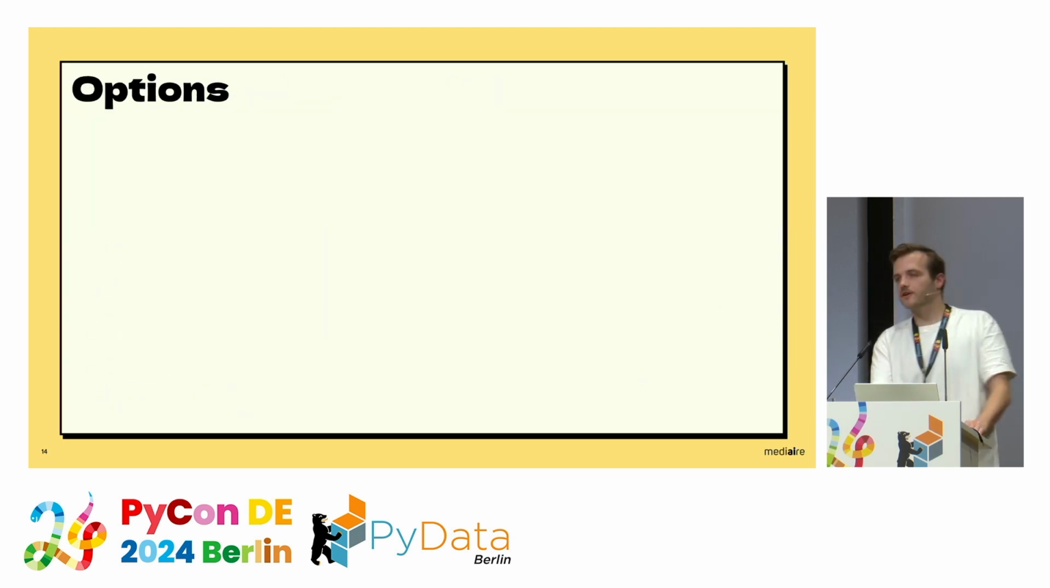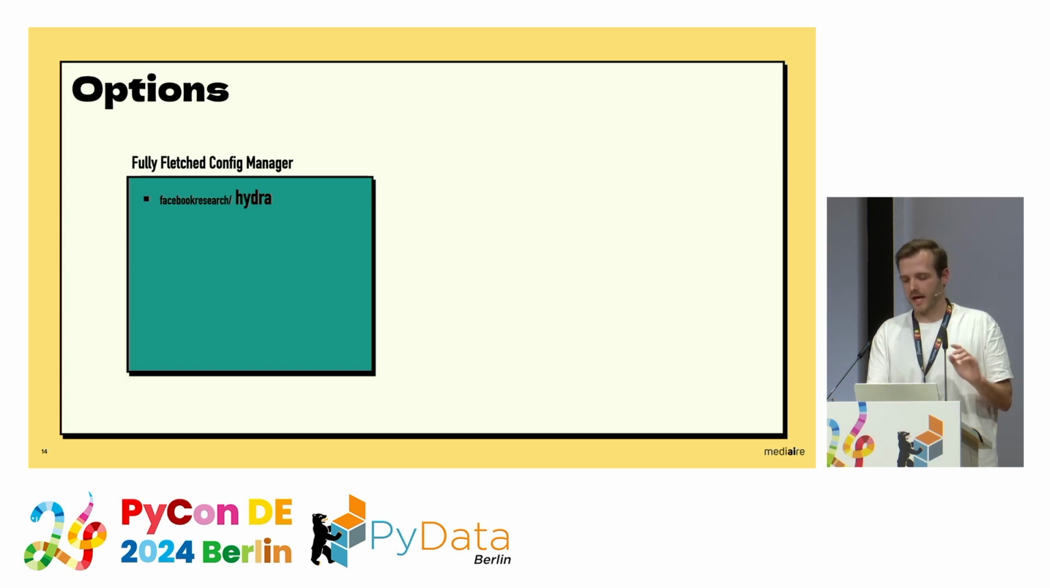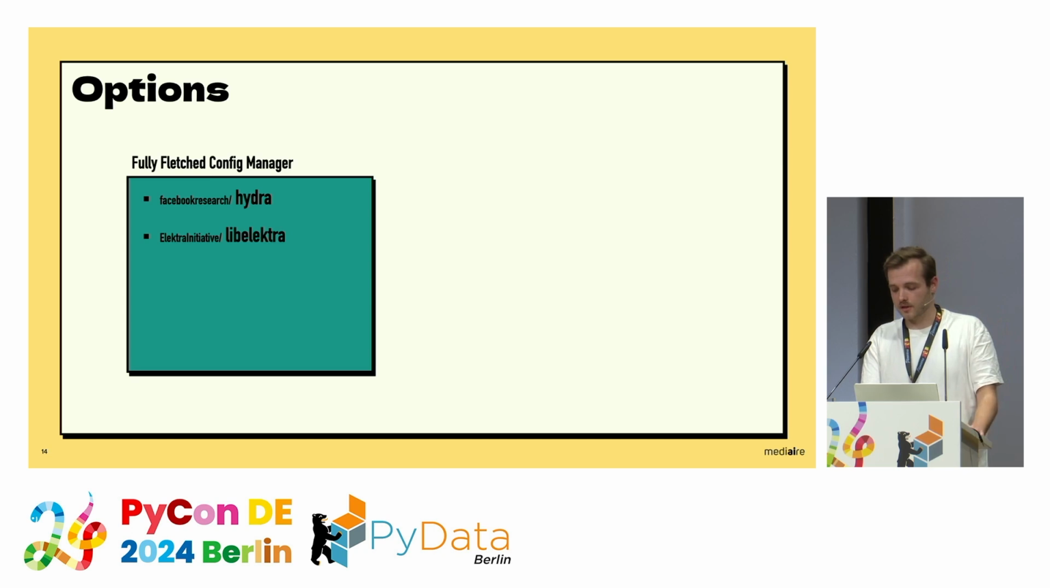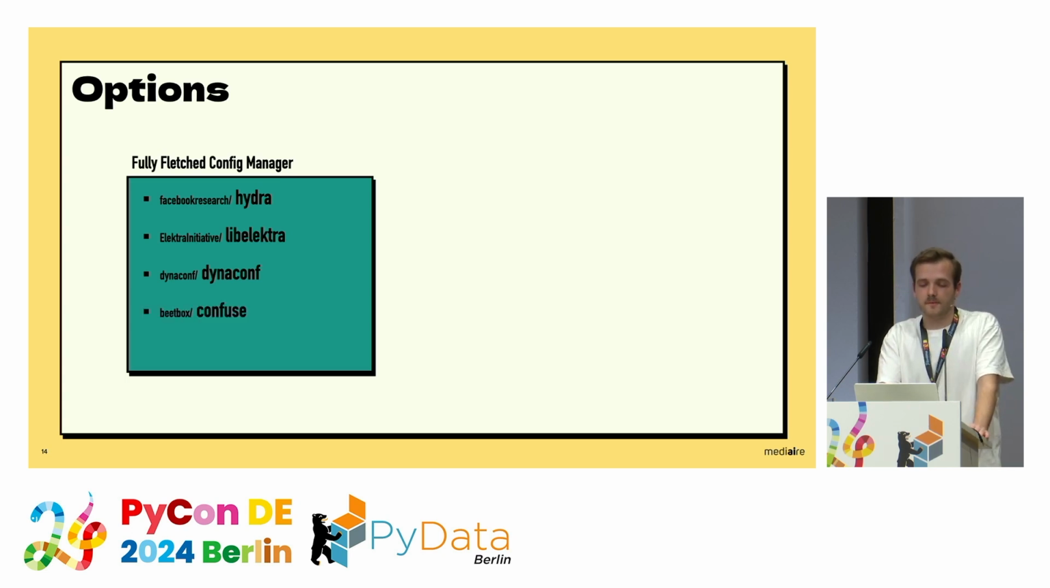So I was looking at different options for configuration management systems, and there is a bunch of really fully fledged systems. For example, Facebook Research has Hydra, but I think that's more geared towards running a batch of machine learning experiments with different configurations. There's libelectra, which is this industrial strength tool with database support and automatic Qt GUI generation, and that was just way too complicated for us. Dynaconf is very simple, but has very little validation capabilities. There's a bunch of other ones that I looked at.